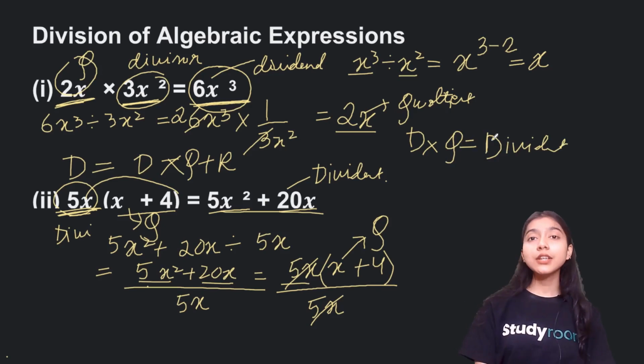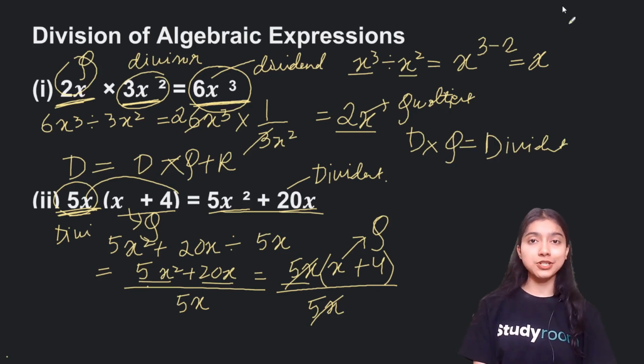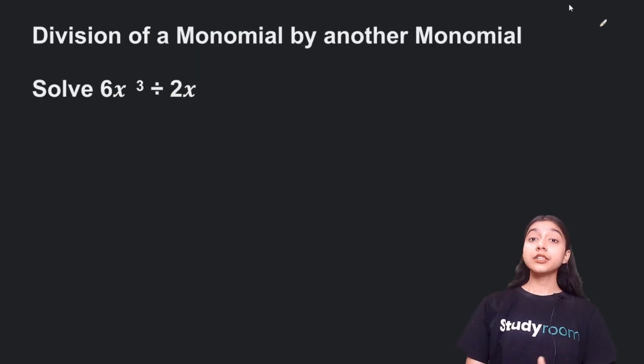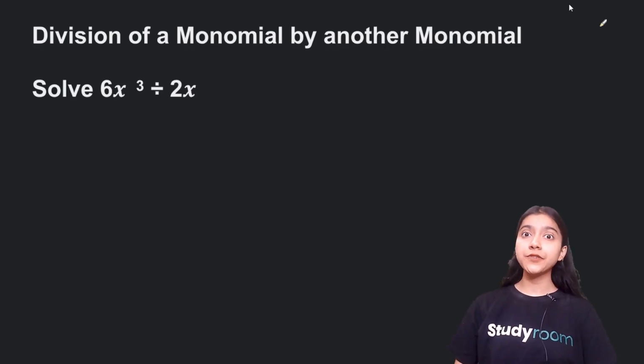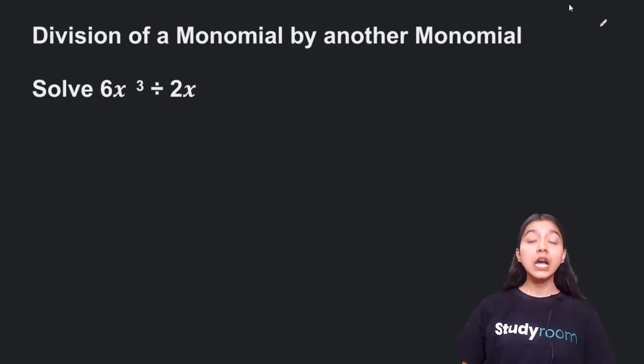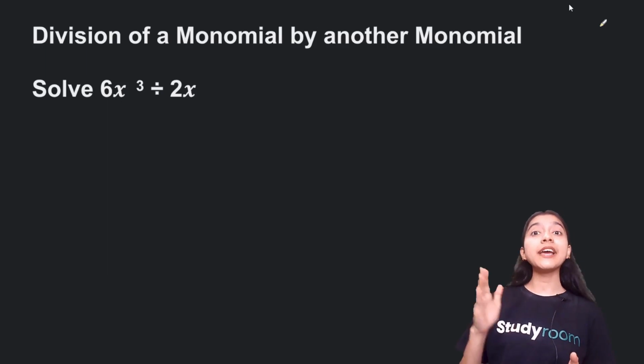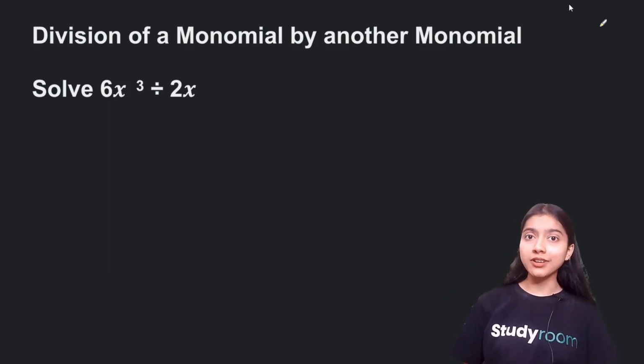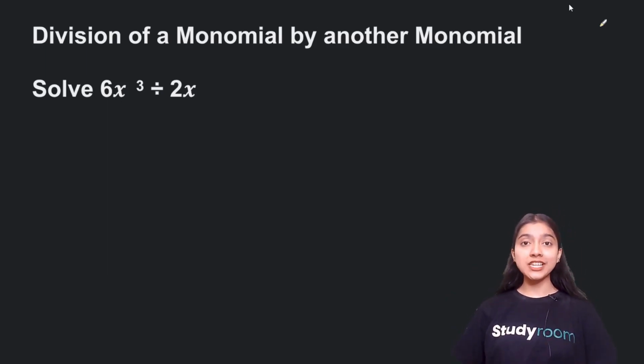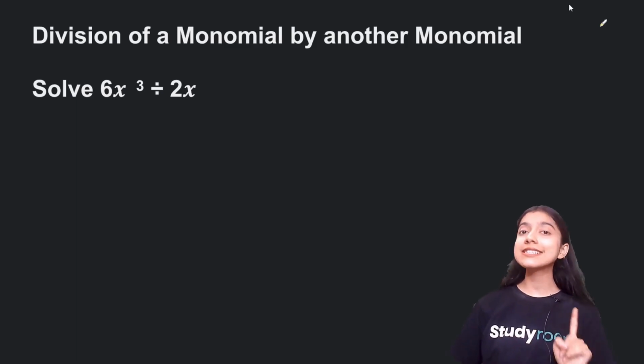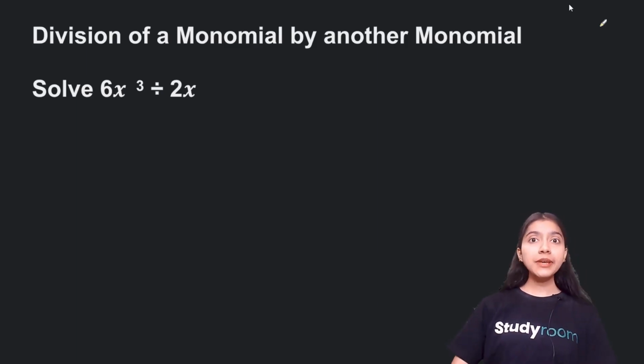So, this is a conclusion in case of algebraic expressions. The first thing that we'll be learning in case of division of algebraic expressions is the division of a monomial by a monomial. Now, what was a monomial? A monomial was an algebraic expression consisting of just a single term. So, we will be given two monomials and we have to divide them.